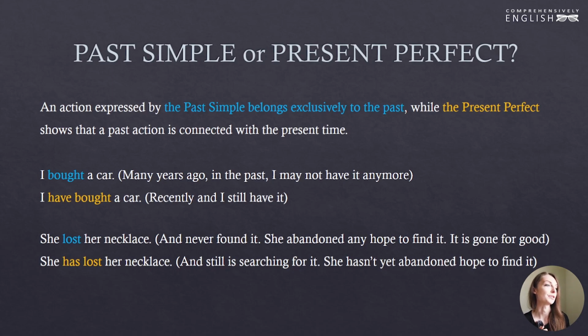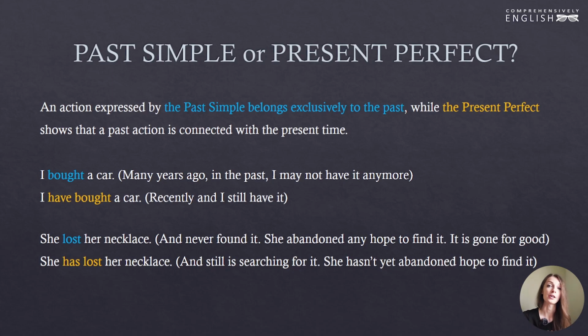Let's see the examples. I bought a car many years ago in the past, and I may not have that car anymore. I have bought a car means that I have recently bought it, and here it is, I still have it. These are two very different sentences. So if you say I bought a car, your interlocutor will understand that once you had such an experience in your life, you bought a car. But what happened next? Nobody knows. Nobody understands from this question whether you still have this car or not. I have bought a car is a piece of news.